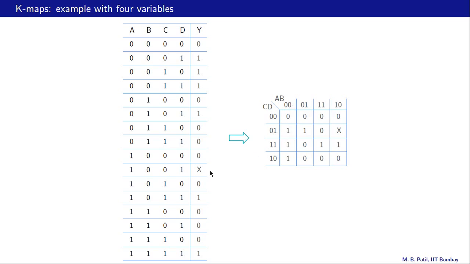Let's take this X for example. We have AB equal to 1, 0 and we have CD equal to 0, 1. So AB equal to 1, 0 is this column and CD equal to 0, 1 is this row, and that is why we have that X over there, etc. You can check the other entries as well.